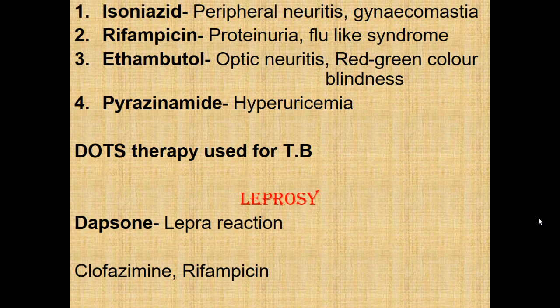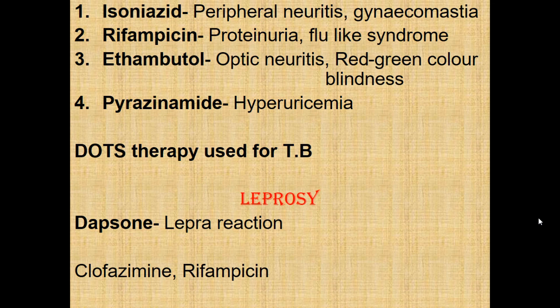Then what are the important adverse effects of isoniazid: peripheral neuritis, gynecomastia. Then rifampicin: proteinuria, flu-like syndrome. Ethambutol will cause optic neuritis and red-green color blindness. Pyrazinamide will cause hyperuricemia. Then what is the DOTS therapy used in TB? What is the DOTS full form? Why is it like that?